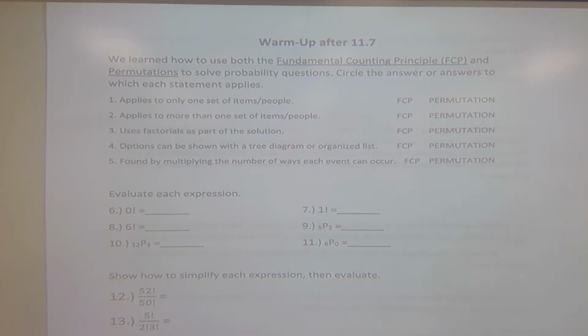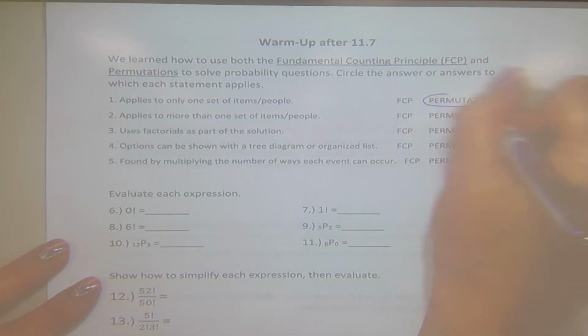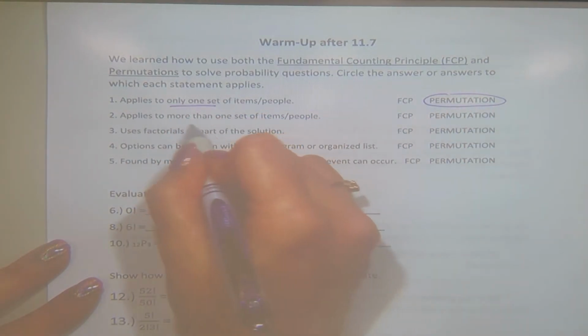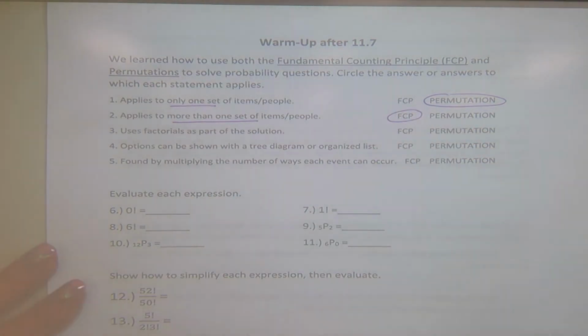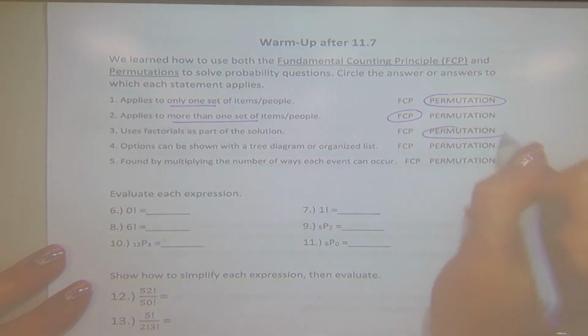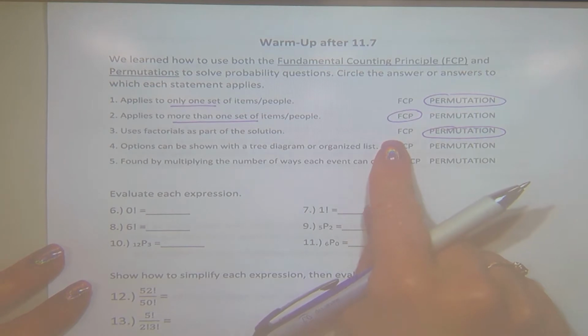Okay, hopefully you paused me and you're ready to run through these and do a little bit of practice with fundamental counting principle and permutations. Number 1, which applies? Only one set of items or people, that's when we use a permutation. If we have more than one set, only one set is permutation, more than one set is my fundamental counting principle. I'm going to use factorials as part of the solution when I'm doing permutation. It may end up looking like factorials when I'm doing fundamental counting principle, but that is not an always option.